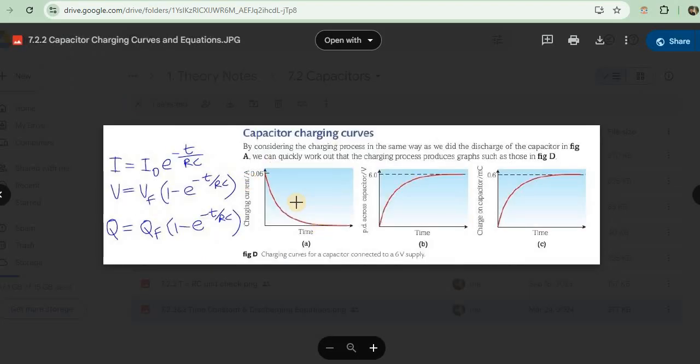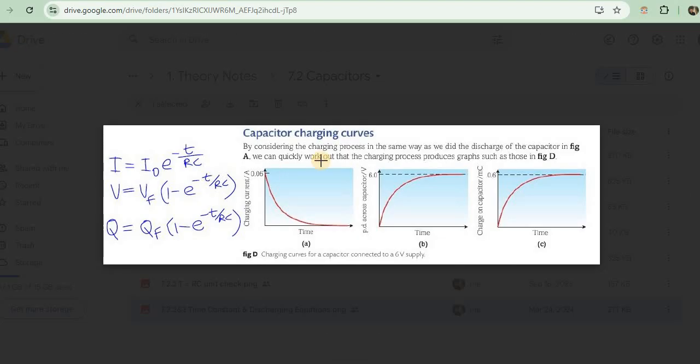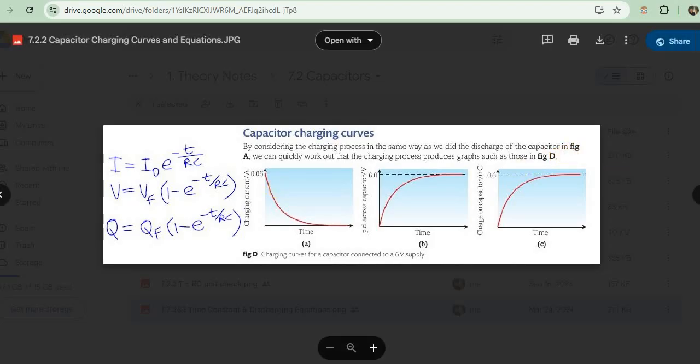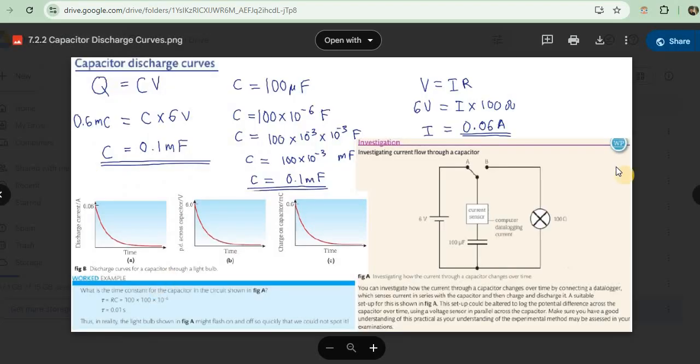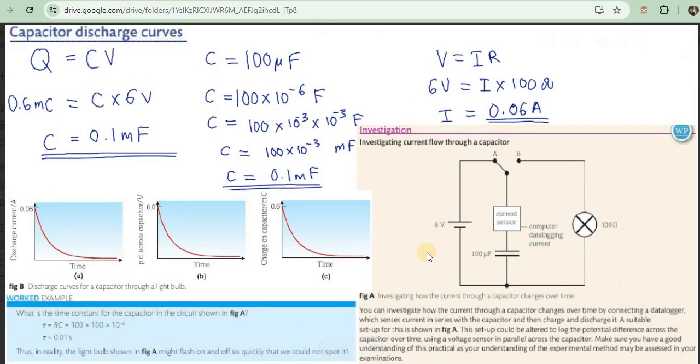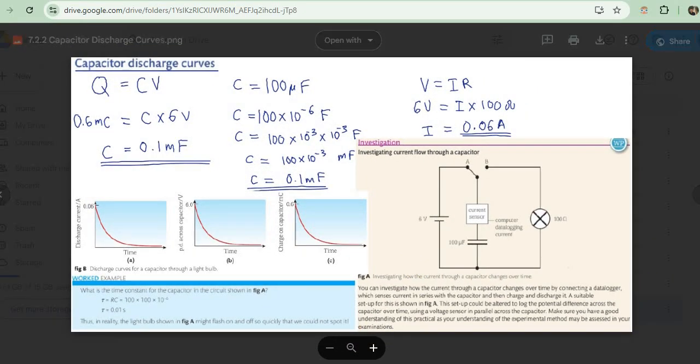Okay, so capacitor charging curves. By considering the charging process in the same way as we did the discharge of capacitor in figure A, so that was over here. Okay, so I already drew this diagram and explained it to you, but let me show it to you from the book.